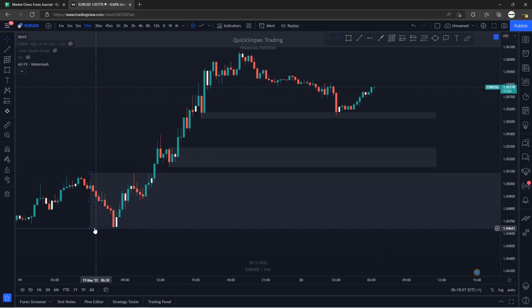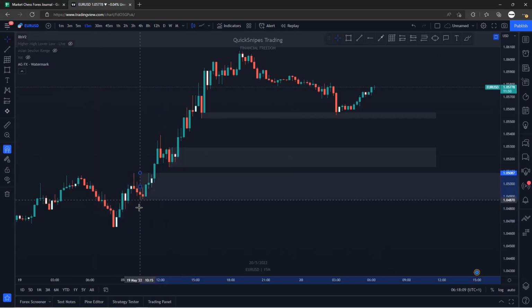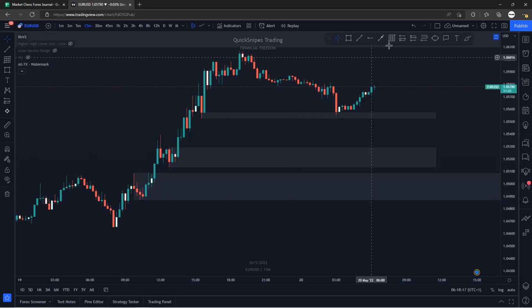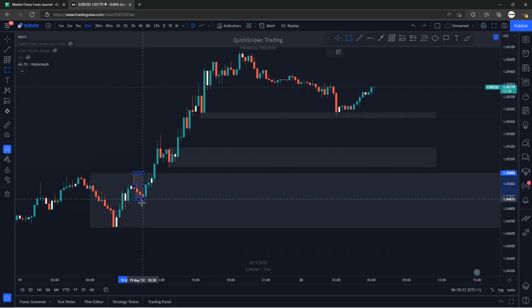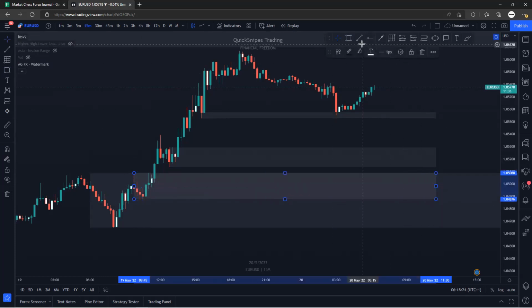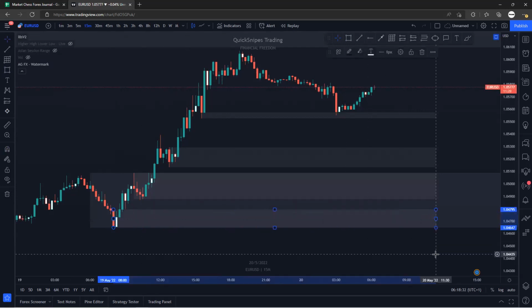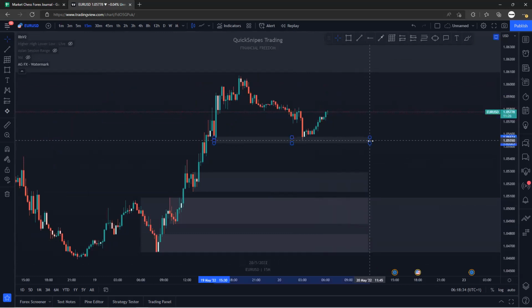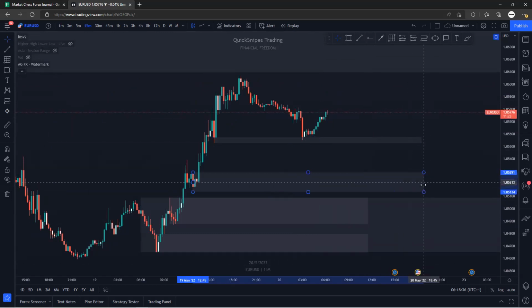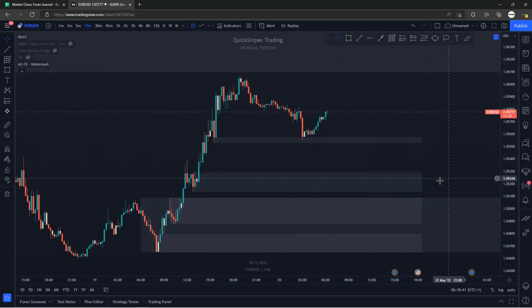Then I'm going to refine this zone, this area of demand, from there to there. And then last but not least, in fact, I'll keep this zone up and then I'll mark this separately, just to make things a bit more clear. That's a 4-hour zone, this is a 15-minute zone. And then finally, we have this zone over here. So these are potential playoff zones. So we do want to be looking out for price action on the lower time frame in these areas.